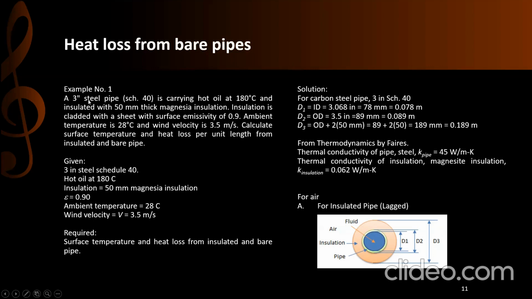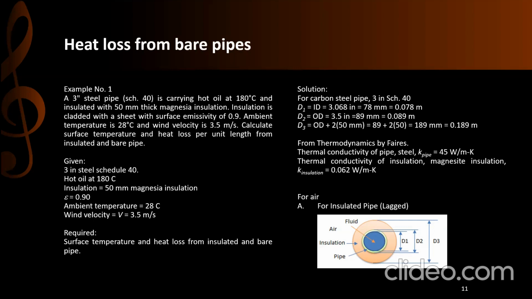So, example number 1, a 3-inch steel pipe schedule 40 is carrying hot oil at 180 degrees and insulated with 50 mm thick magnesia insulation. Insulation is cladded with a sheet with surface emissivity of 0.9. Ambient temperature is 28 C and wind velocity is 3.5 meters per second. Calculate surface temperature and heat loss per unit length from insulated and bare surface. Okay? Surface temperature ng sa diameter, that's iba yun sa ambient, di ba? May mga hot surface, yun.